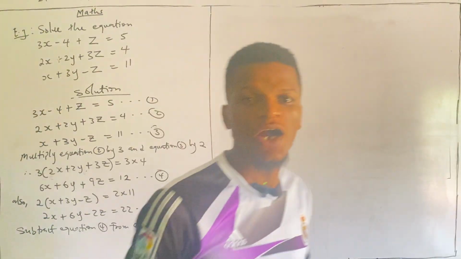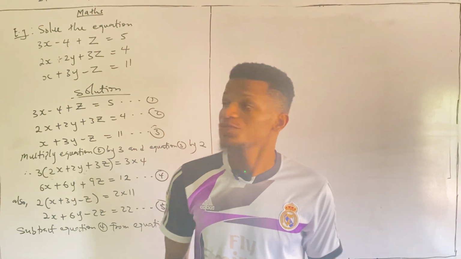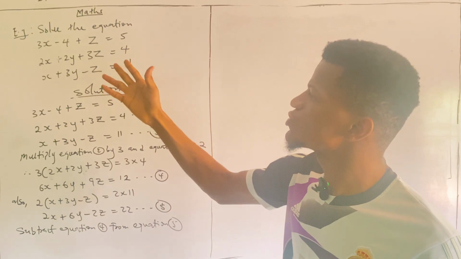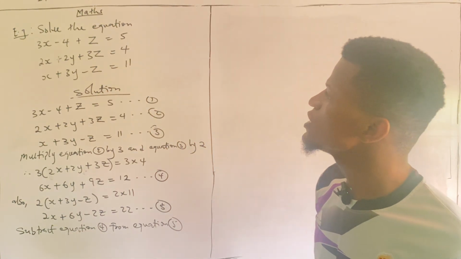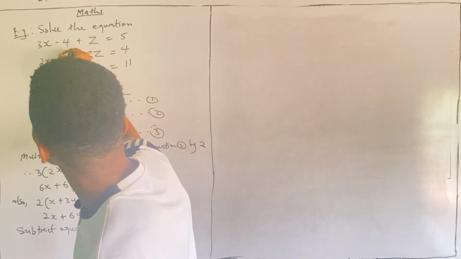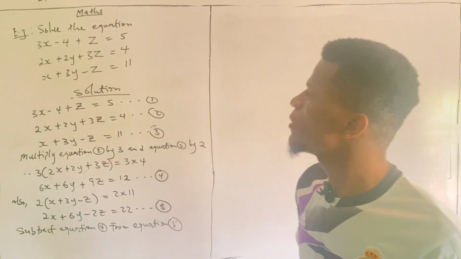All right, so today we are continuing with examples in simultaneous equations. So here we have a problem. Solve the simultaneous equation, or solve the equation rather. 3x minus 4 plus z equals 5, and 2x plus 2y plus 3z equals 4, and x plus 3y minus z equals 11.